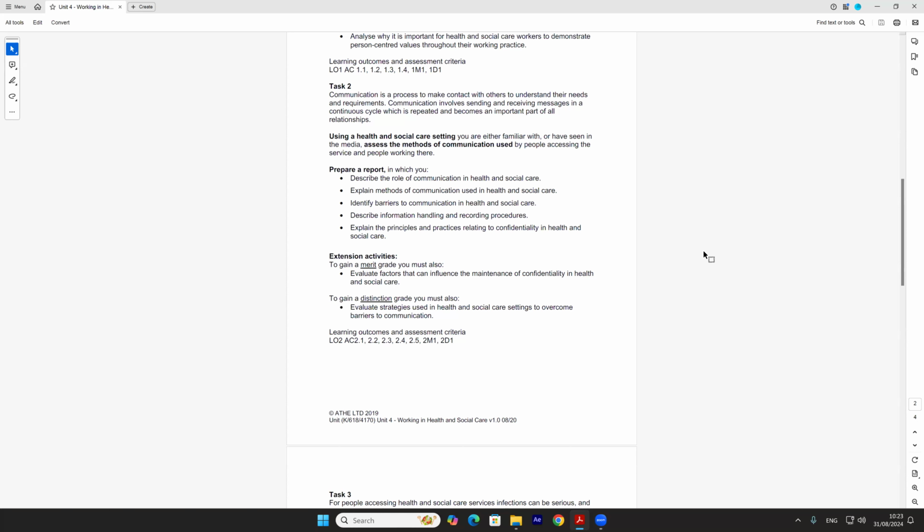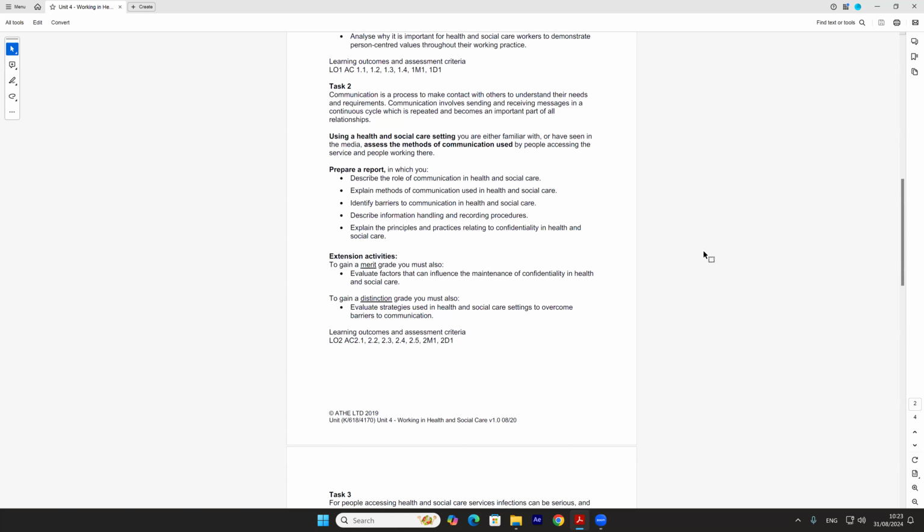So, in a health and social care setting, communication can take many forms depending on the context and the needs of the individual involved. We have verbal communication. This is the most common method and includes face-to-face conversation, telephone calls, and video conferencing. It's effective for conveying information clearly and directly.